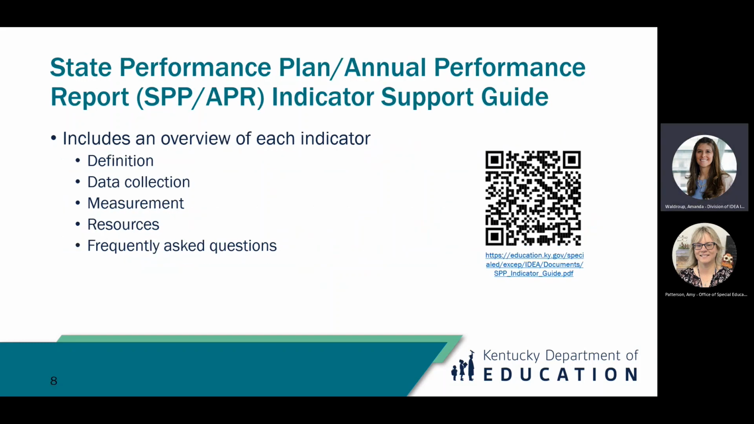We also have the SPP APR Indicator Support Guide. What this support guide does is provide an overview of each indicator. This includes the definition, how the data is collected and measured, as well as resources and frequently asked questions. You can access the Indicator Support Guide with the QR code that's available on the screen.